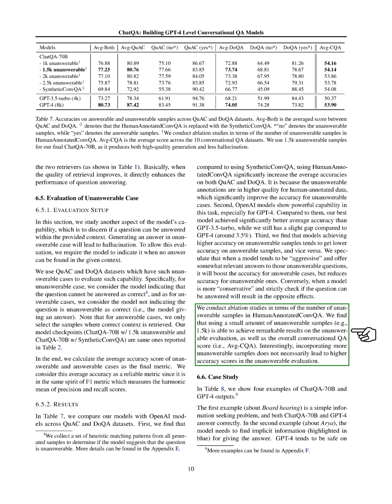Finally, we found that using a small number of unanswerable samples in human-annotated Conv-QA could achieve impressive results on the unanswerable evaluation, as well as the overall conversational QA score. However, adding more unanswerable samples didn't necessarily lead to higher accuracy scores in the unanswerable evaluation.